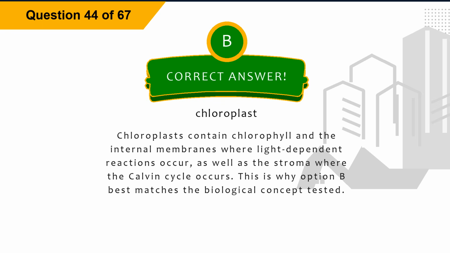Chloroplast. Explanation. Chloroplasts contain chlorophyll and the internal membranes where light-dependent reactions occur, as well as the stroma where the Calvin cycle occurs. This is why option B best matches the biological concept tested.